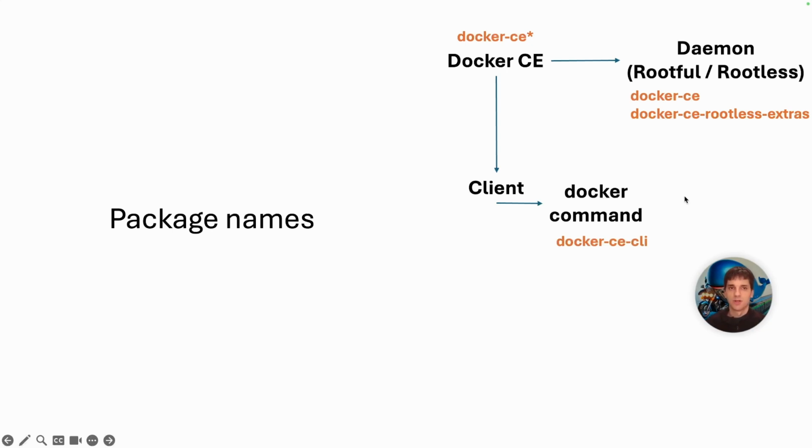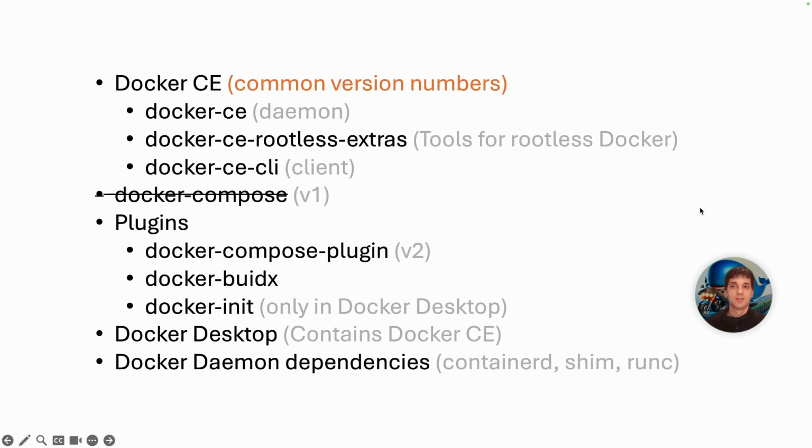Let's see a last summary of the Docker components. So the docker-ce, docker-ce-rootless-extras, and docker-ce-cli will have the same version number. You can use a different docker-ce-cli if you want to, but if you want to make sure that the API of the Docker daemon is compatible with the docker-ce-cli, then you should use the same versions. And there are the plugins and Docker Desktop and the Docker daemon dependencies, and those are all using different independent version numbers. And what is very important to know is that the Docker Desktop version number is different than the Docker CE version number.